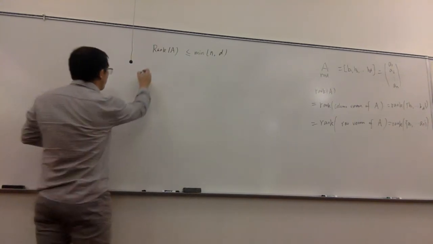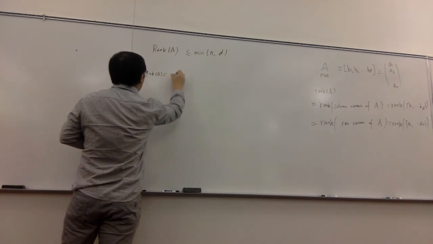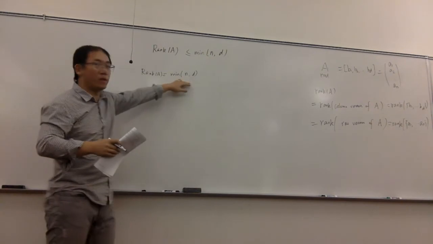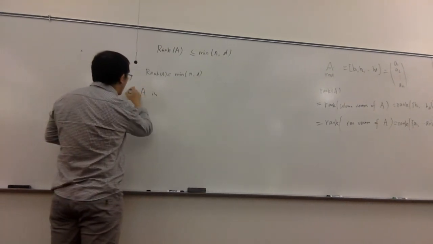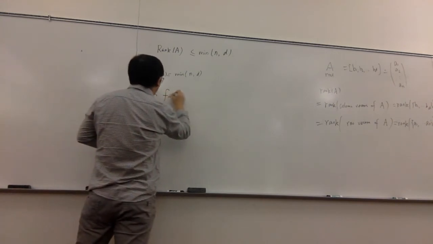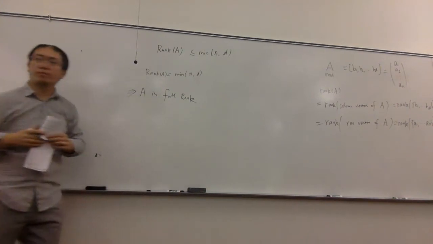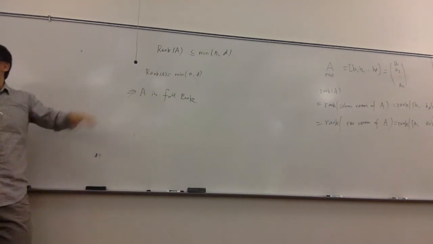If the rank is the minimum of the row number and column number, then we call the matrix A full rank. So this is some basic definition.